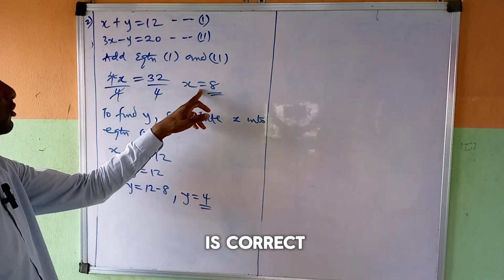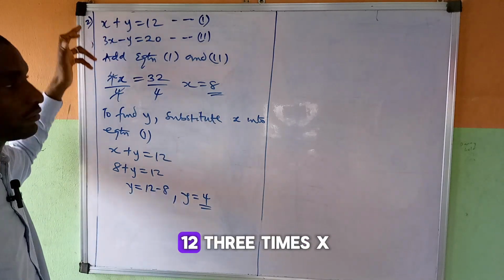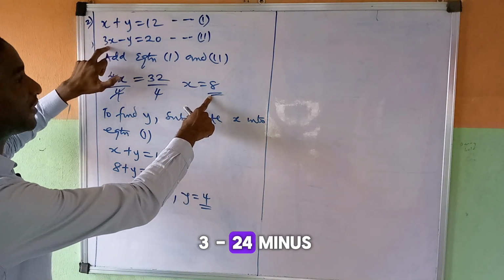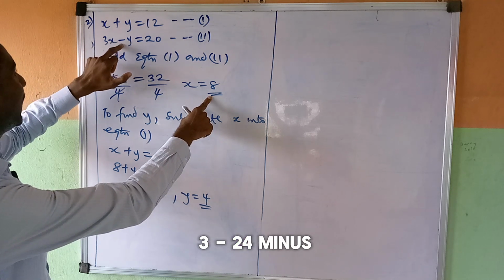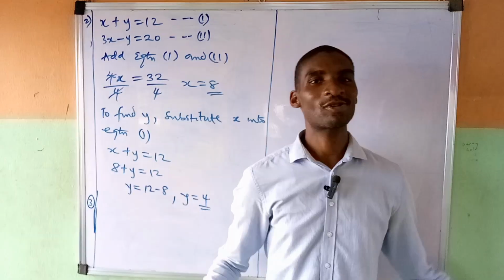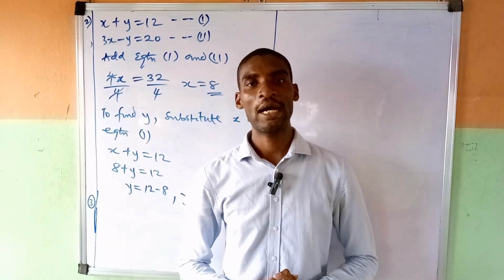To check if my answer is correct, x plus y, x is 8, 8 plus 4 is 12. 3 times x is 8 times 3, that is 24, minus y, 24 minus 4 is 20. So we are correct. So that is example of elimination method.